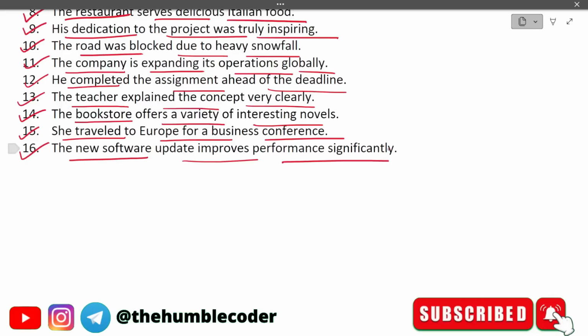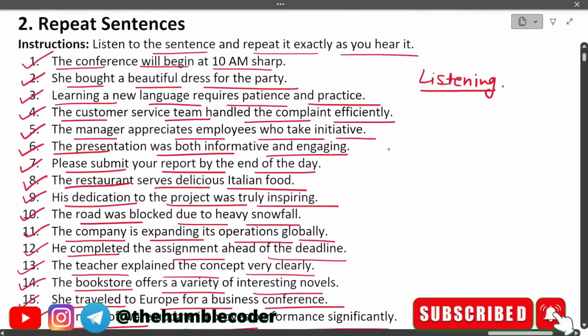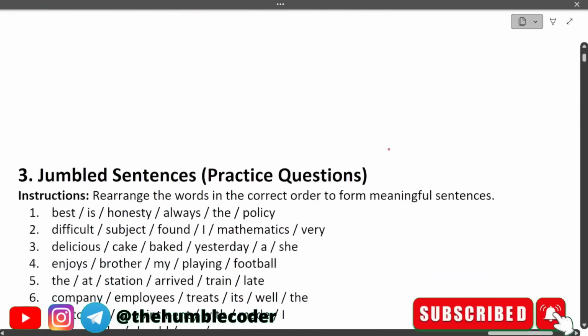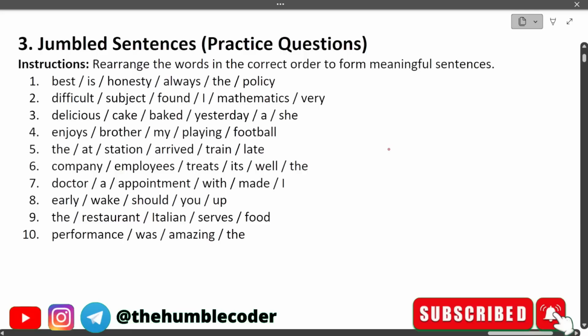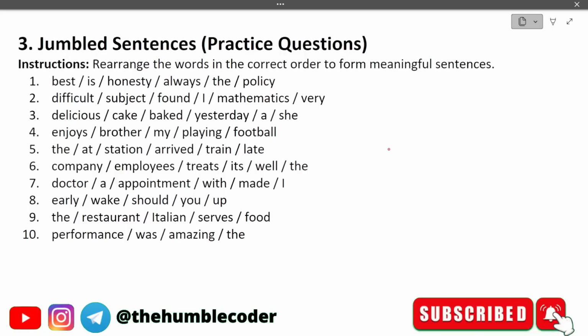So guys, I hope you must have got a good practice of these kinds of questions. Let's now move on to the next set of questions, which is jumbled sentences. Okay, and these types of questions are also very common. Let's practice this so you will have good practice for appearing in the exam. Okay, so let's read the instructions first. Rearrange the words in the correct order to form meaningful sentences.